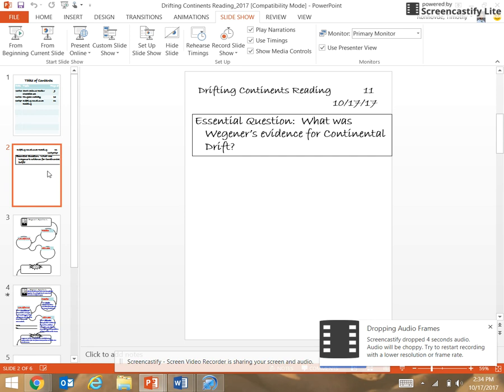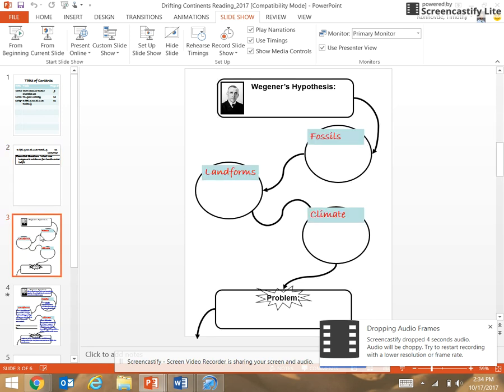So to help you organize that information, you could choose today a template like this one, or you could have made your own setup for your notebook and use Cornell notes or something else. As long as you had Wegener's hypothesis, fossil evidence, landform evidence, climate evidence, and finally why his theory was rejected. So as long as you had all of that in your notes, you did not need a template, but a lot of you chose to use it.